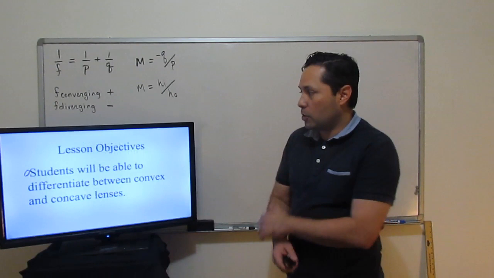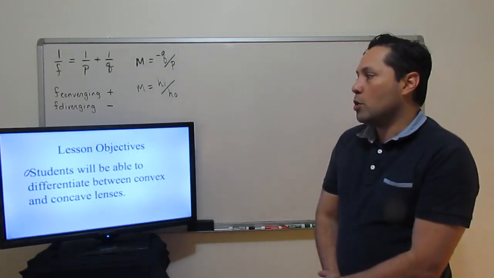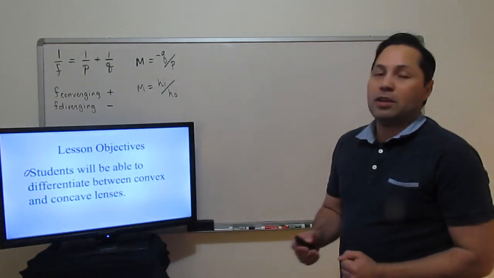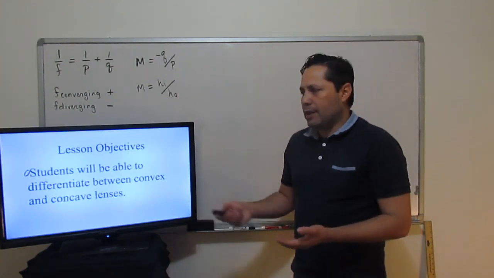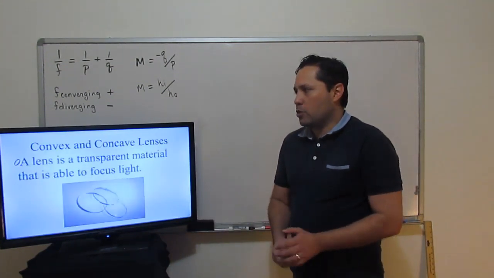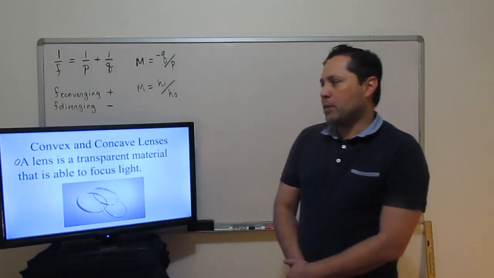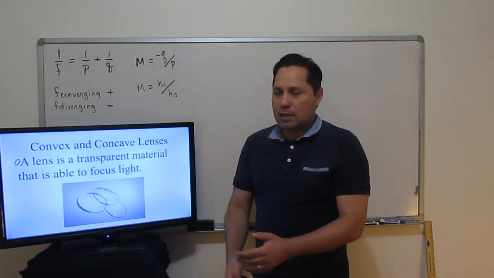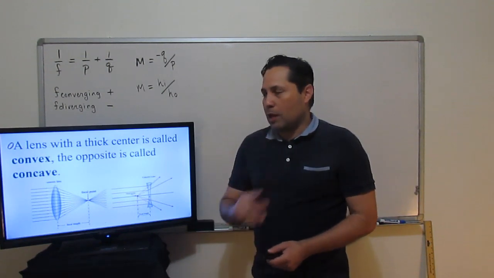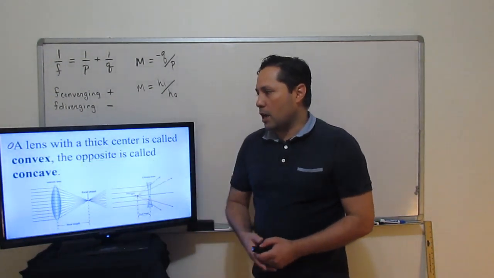Let's move on to today's lesson, our objective. Students will be able to differentiate between convex and concave lenses and do all the calculations that go with them. Alright, so concave and convex lenses. A lens is a transparent material that is able to focus light. That's a lens. Alright, but we got two types, convex and concave.